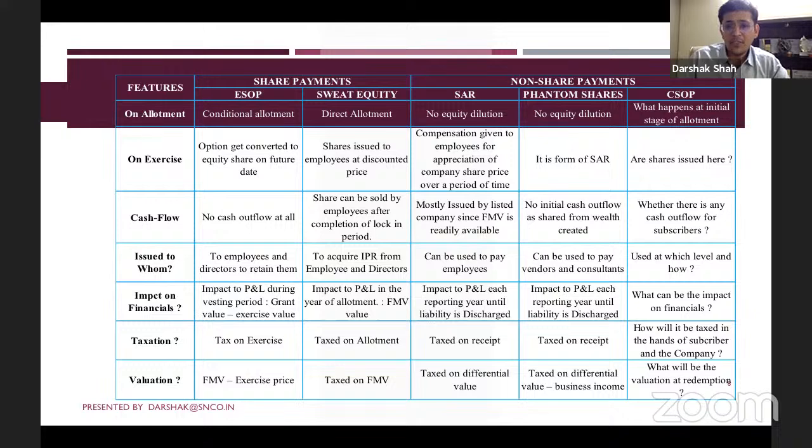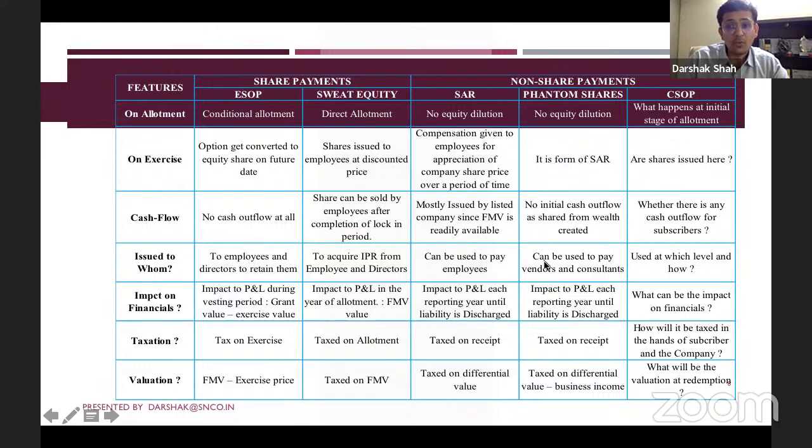Impact to P&L each reporting year until the liability is discharged. So till that time, on a provisional basis, it is going to be booked or charged to the P&L account. Taxation is on a receipt basis, of course, and taxation on the differential value. That's something which can be convincingly agreed upon. Phantom shares we have already discussed, so I'm not going to go into that again. Now we go to the next point, which is basically the share price.